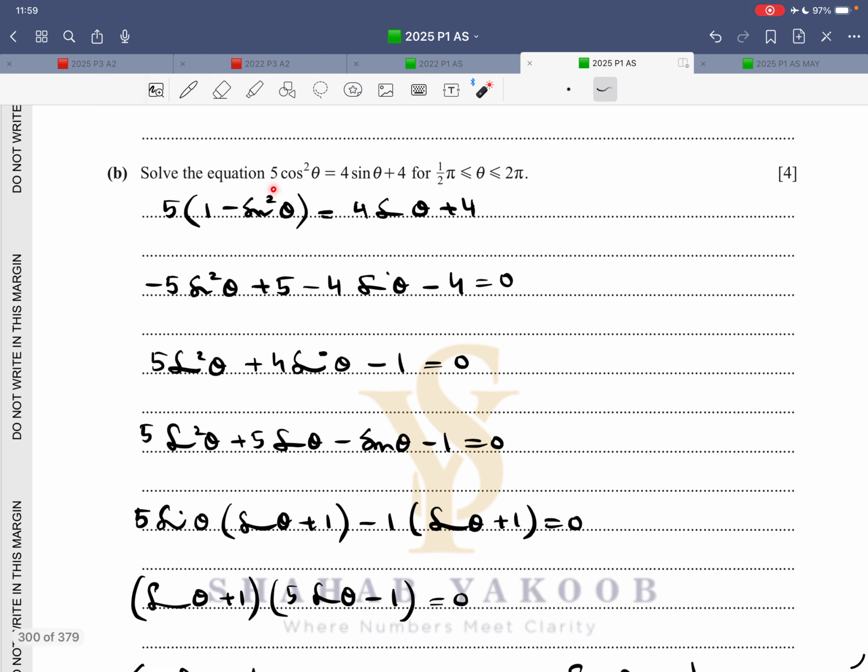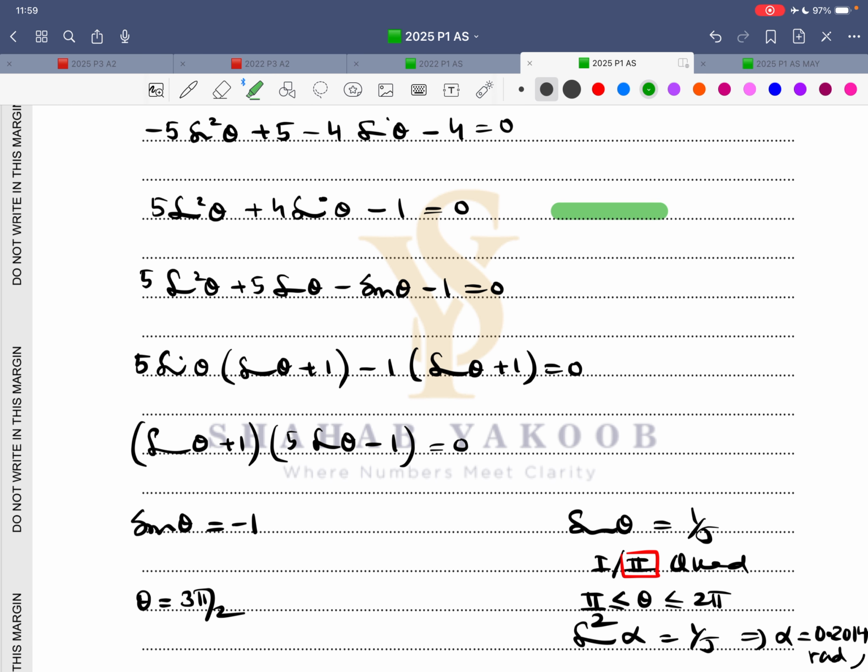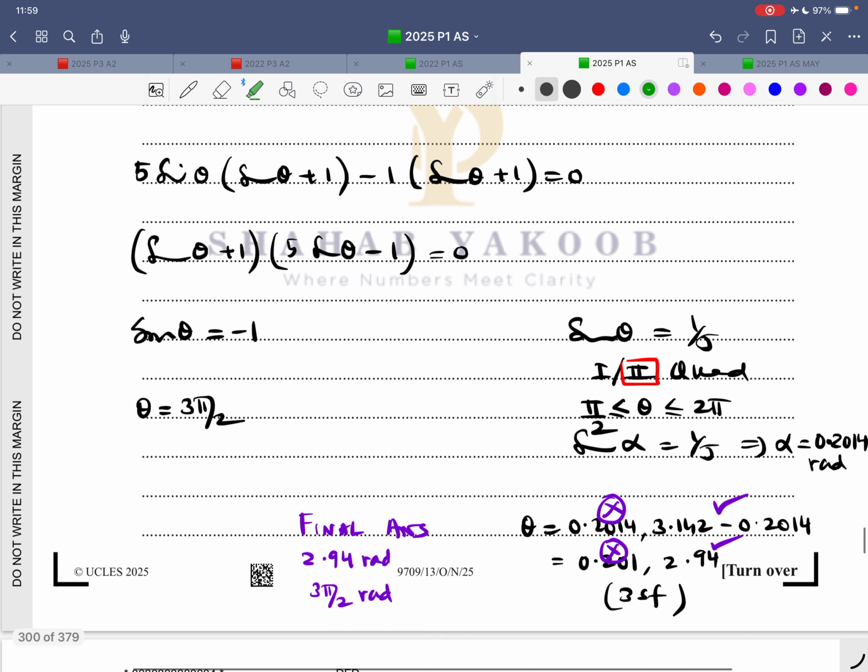Solve the equation 5 cos squared theta plus 4 sin theta plus 4 equals 4, and this theta lies between pi by 2 and 2 pi. Very strange. Usually it's between 0 and 2 pi, 0 and pi, negative pi and positive pi. But this time this is pi by 2 and 2 pi. So now the thing that we substitute is cos squared theta replaced with 1 minus sin squared theta. Simplify. Middle term factorization, from this point onwards, we get two values of sin theta. Sin theta is negative 1, sin theta is 1/5.